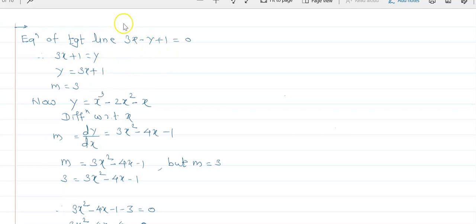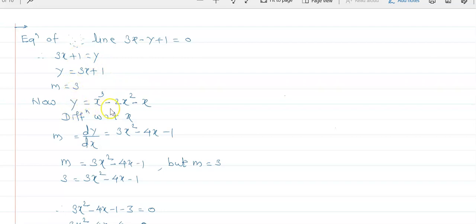By mistake, it is written only the equation of the line, not tangent. Therefore, y = 3x + 1, m = 3. We have the slope of this line. It is not the tangent. I have corrected it: the equation of the line is 3x - y + 1 = 0. Therefore, y = 3x + 1. The slope of the line which is parallel to the tangent is m = 3.